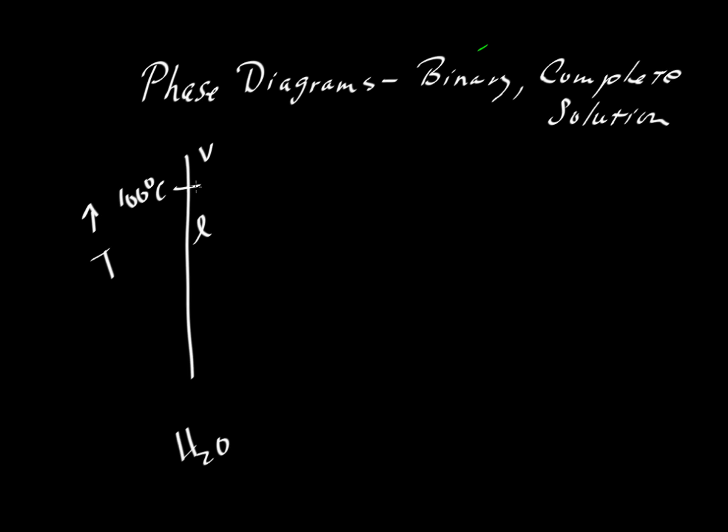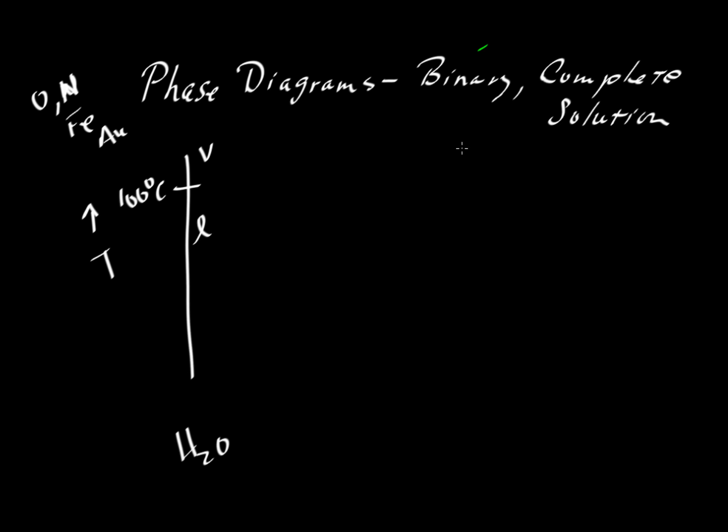This sharp melting point is characteristic of pure substances, whether it's pure elements like oxygen or nitrogen or iron or gold. Any kind of pure element or pure compound like H2O is going to have very sharp melting points and very sharp boiling points.